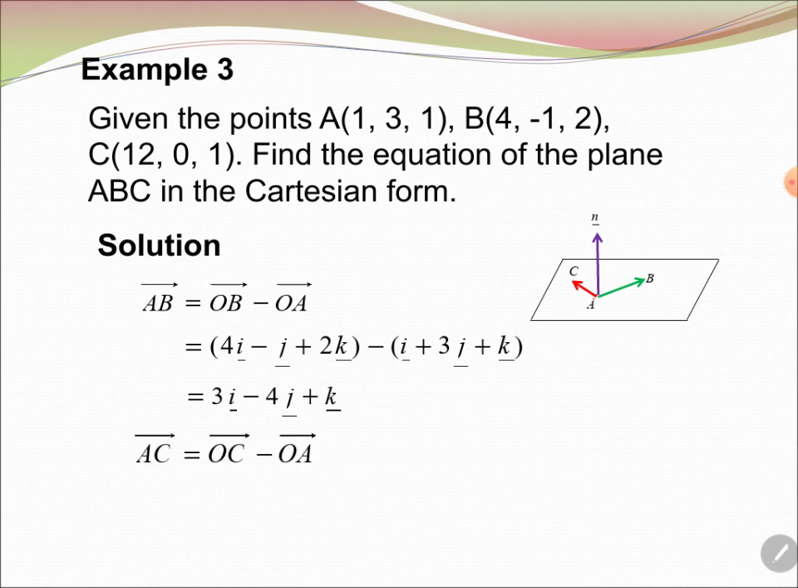So it will be OC minus OA. What is OC? 1, 2, 0, 1. And then OA is equal to 1, 3, 1. So OC minus OA, we get 11i minus 3j. So we have these two vectors already.